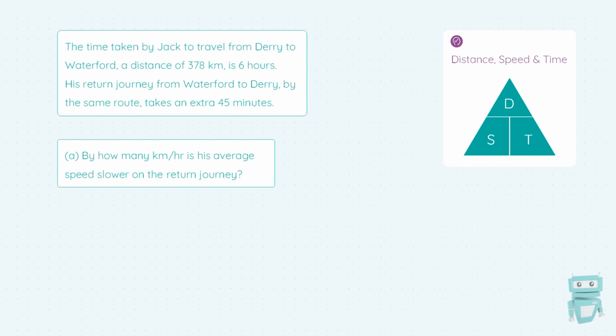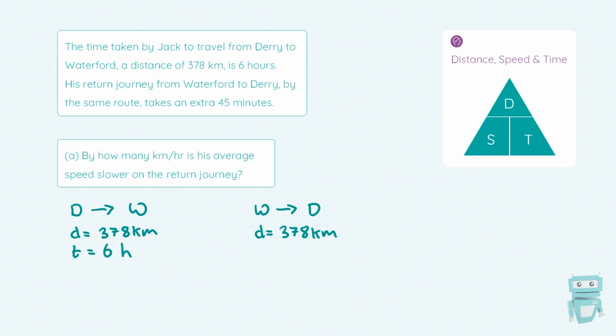So we've two journeys here. We've got Derry to Waterford, D to W, and we've also got the return of Waterford to Derry. Both of these, I hope you'll agree, have a distance equaling 378 kilometres. So I'm going to note that down. And the time for his first journey, Derry to Waterford, takes 6 hours, so t equals 6h. But then on the return, it takes 6 hours and an additional 45 minutes, so 6 hours and 45 minutes.